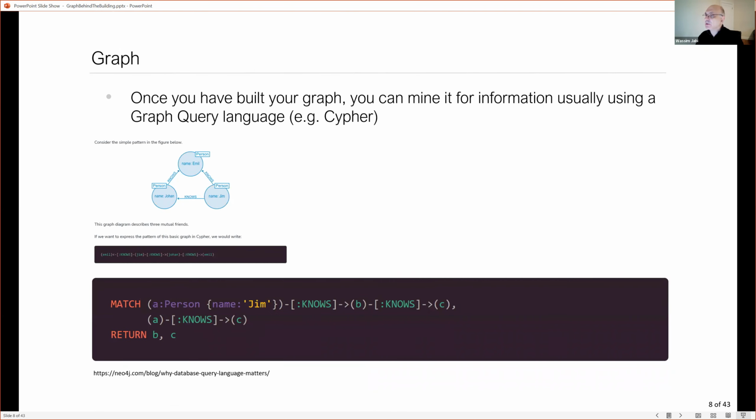But once you have built your graph, you can actually use it, you can mine it for information, usually using a graph query language, which is sometimes called Cypher. So you can see here an example of that Cypher, and you can mine that information quite efficiently.